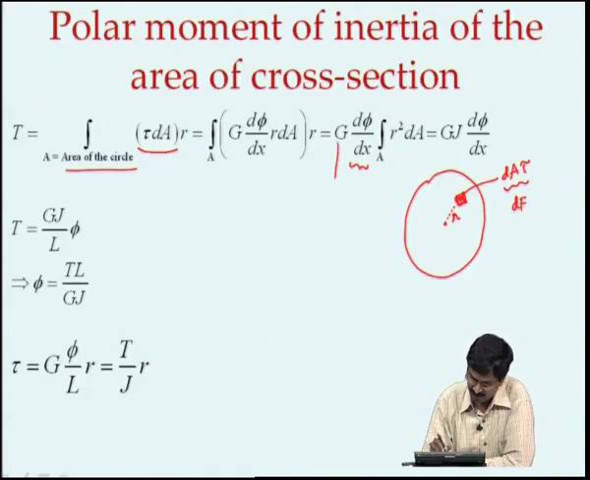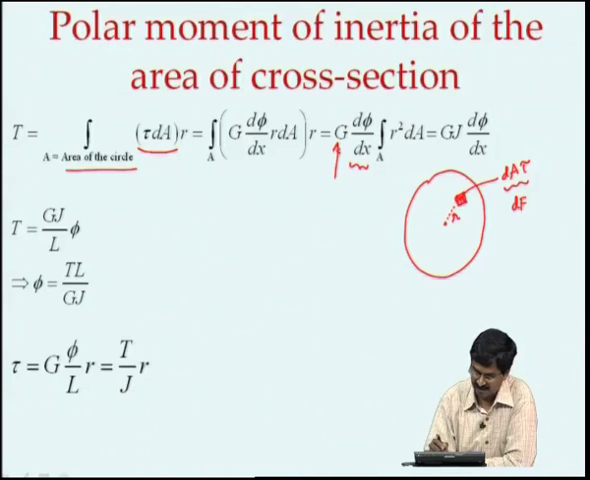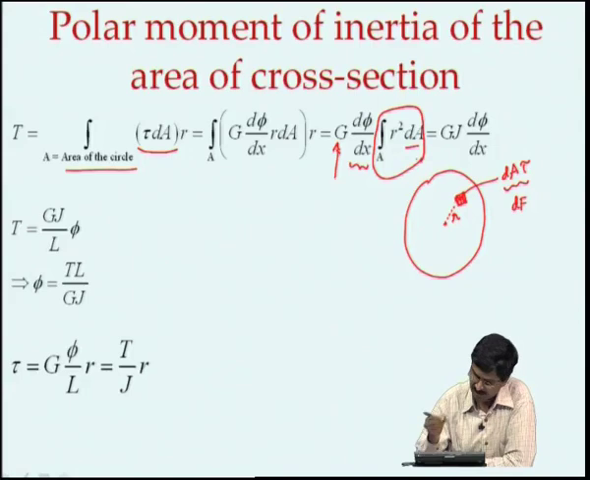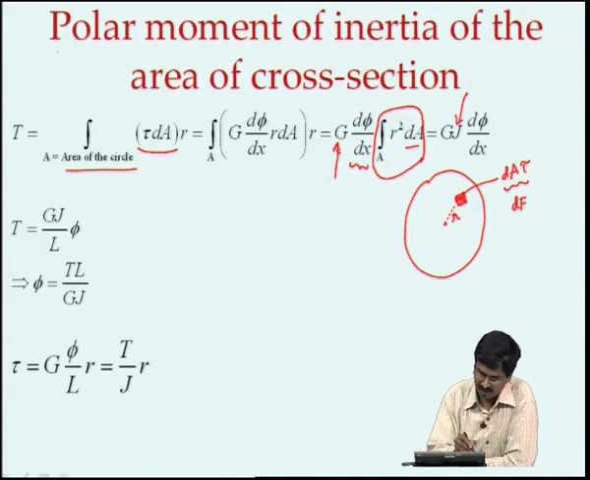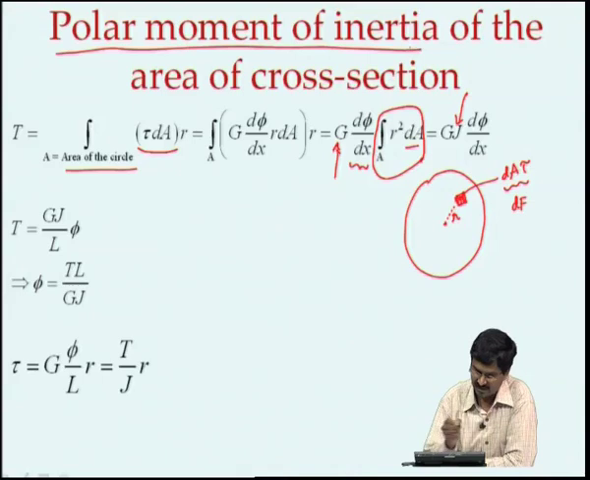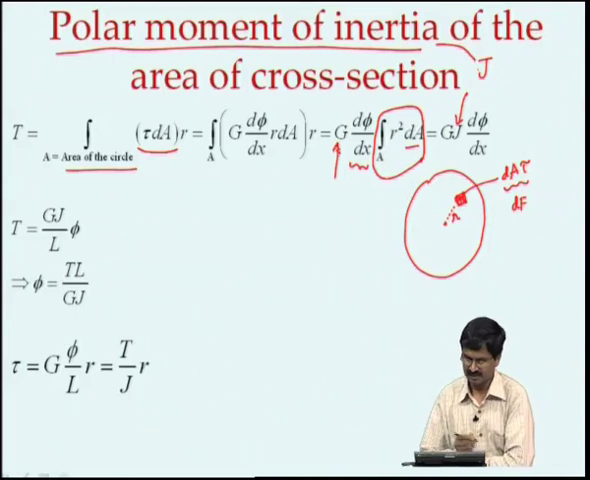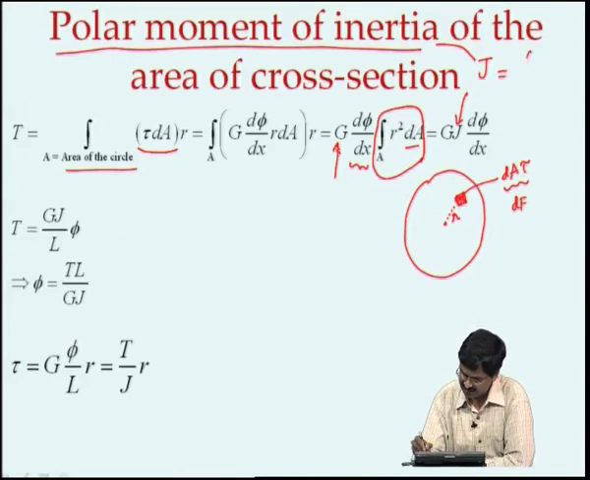And G, of course, being a property of the material, can be taken out of the integration, because that also does not change on this area dA over which you are doing the integration. Now, this quantity, which is the integral of r square dA done over the entire area, is denoted with a letter J, which is called the polar moment of inertia of the area of cross section. Okay. That, as you can see, is defined as the integral of r square dA done over the entire area of cross section.